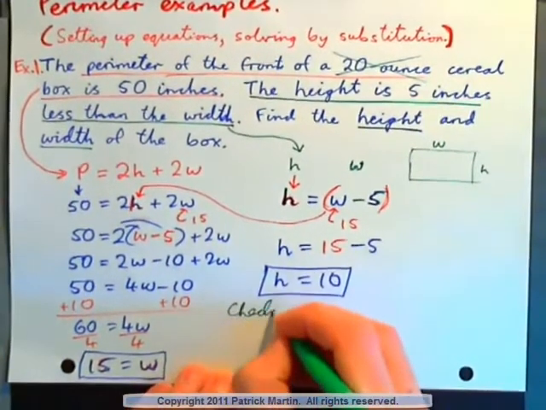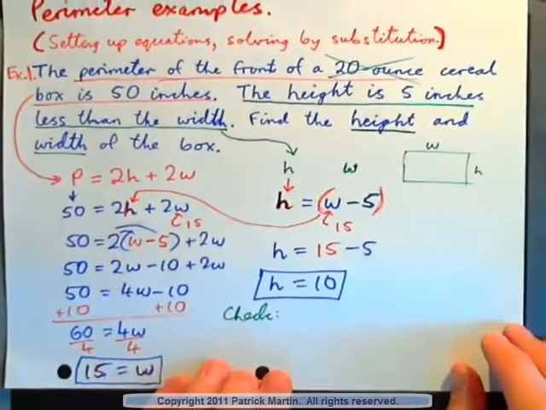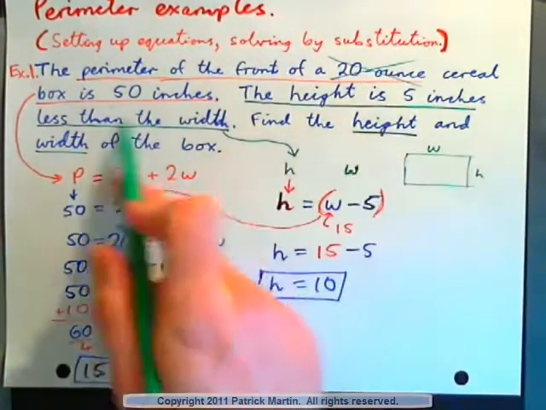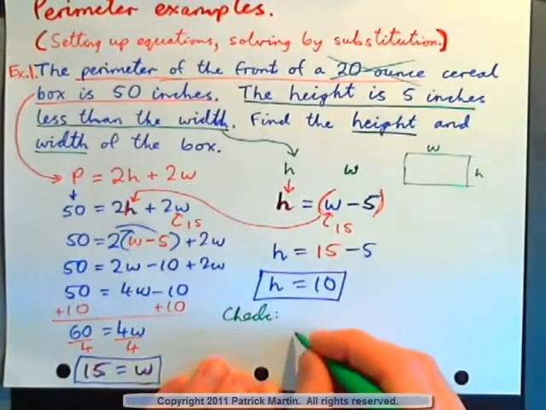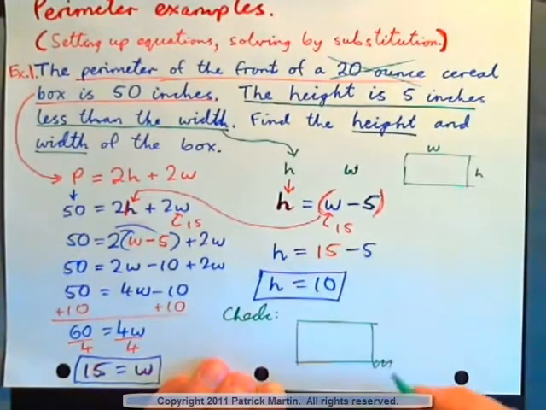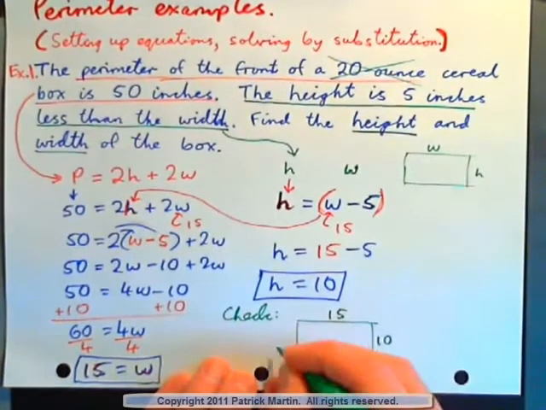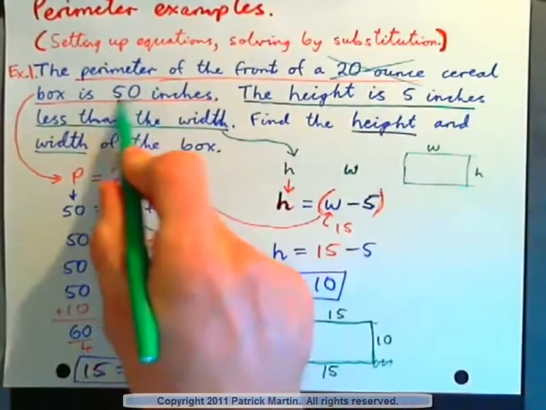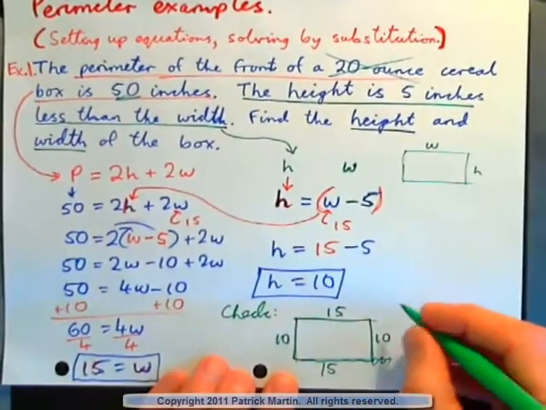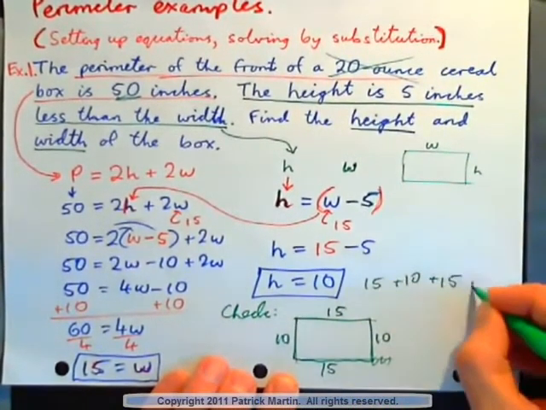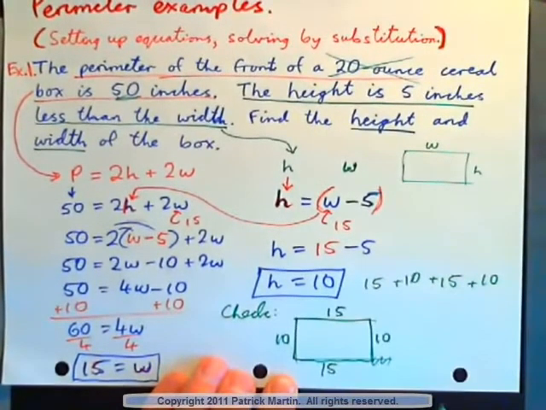But I should always check my answer. And the trick is to check both equations. The perimeter is 50, and I'll just check it with a box. It's more fun to check with a box, I think, anyway. Because the width, let's say, is 15, and the height is 10. So let's say the perimeter is 50. So we should have, obviously, 15 plus 10 plus 15 plus 10. That should give 50.